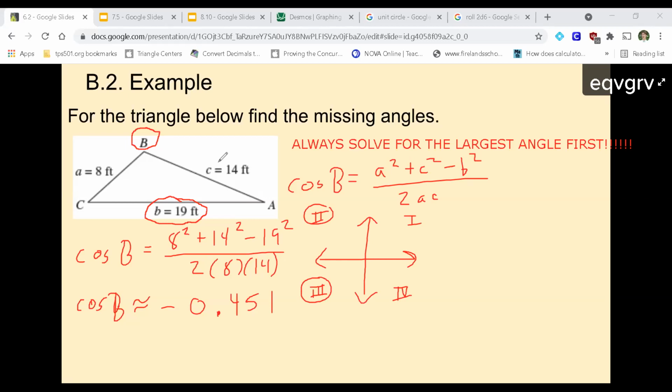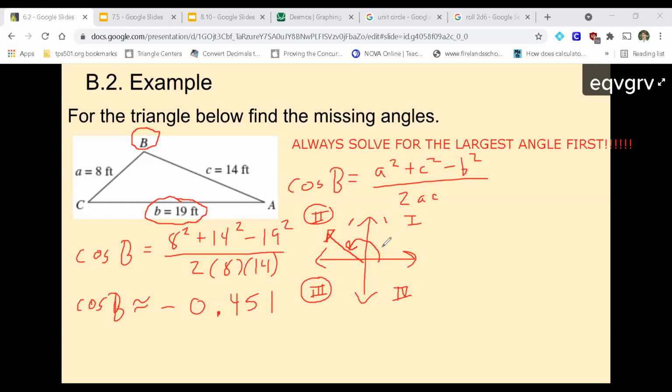Now, your calculator will only ever give you answers in the first and second quadrants, which actually is very useful for us. Because this is negative, we know our angle is going to be in the second quadrant. So we know it's going to look something like this. So we know it's obtuse. There's only one possibility. It is the obtuse angle. If you solve for another angle first, you'll get 2 possibilities, and then you won't know if it's obtuse or acute.